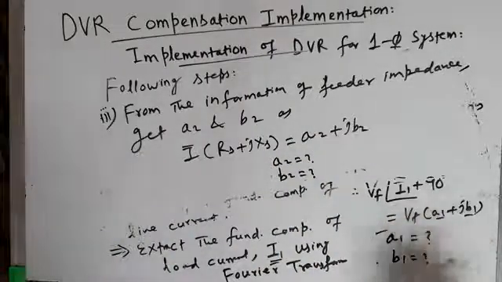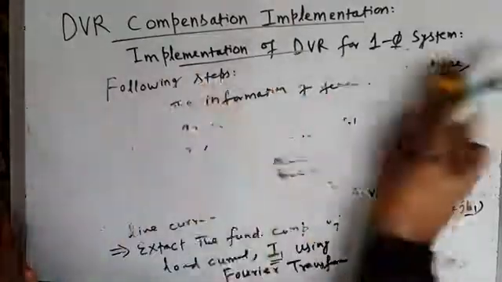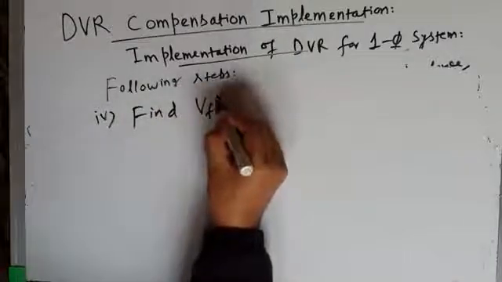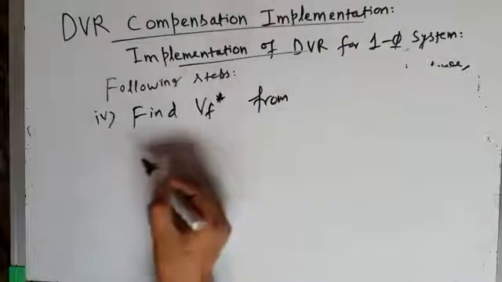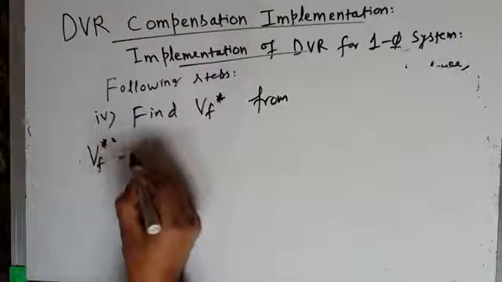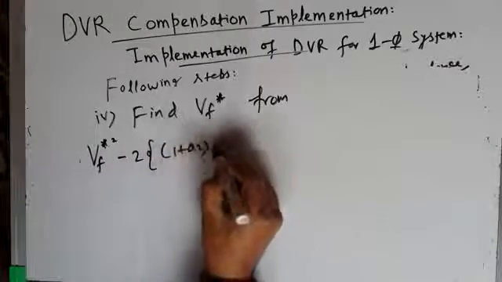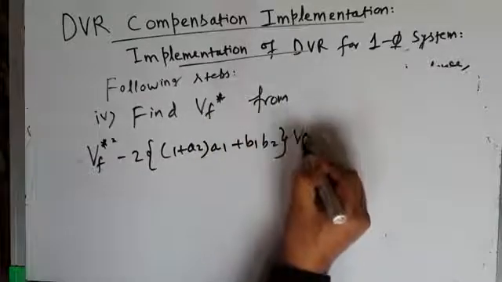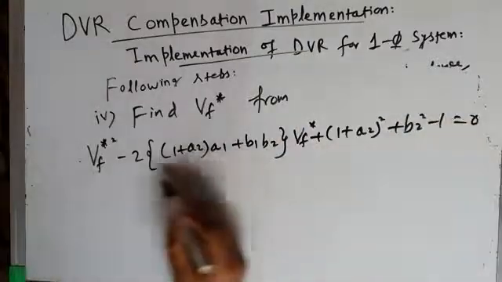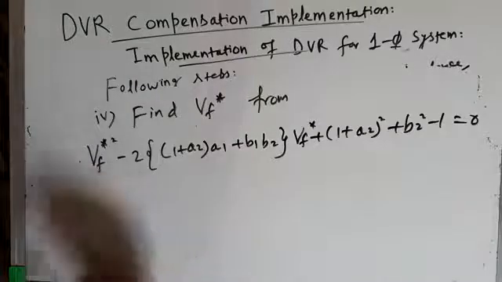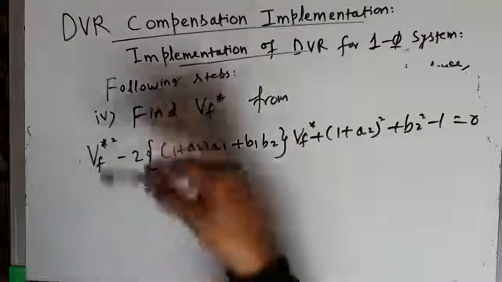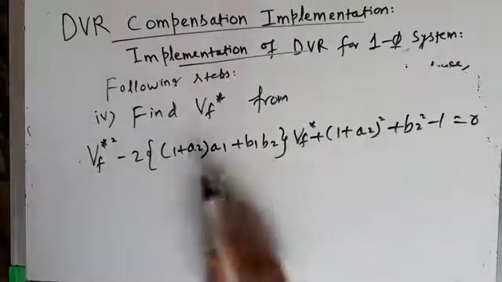So once you have all the information, you know what A1, B1, A2, and B2 are. The last step, step number 4, is to find VF star, that is the reference compensation voltage, from this equation: VF star squared minus 2 times (1 plus A2 times A1 plus B1 times B2) times VF star plus (1 plus A2) whole squared plus B2 squared minus 1 equals 0. This is the quadratic equation for the DVR compensation voltage, which we developed in the last class. You did not know the values of A1, A2, B1, B2 earlier, but from the last 3 steps you come to know them.